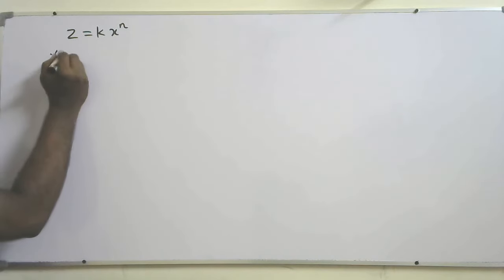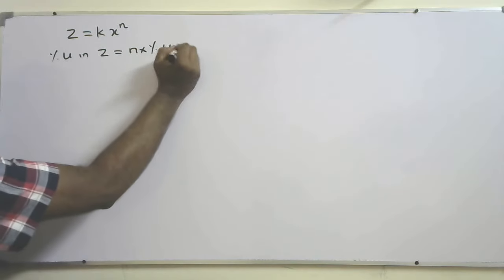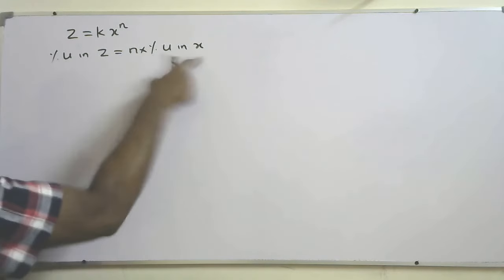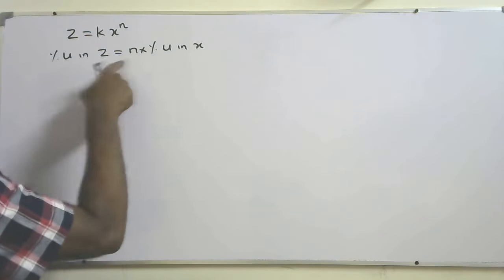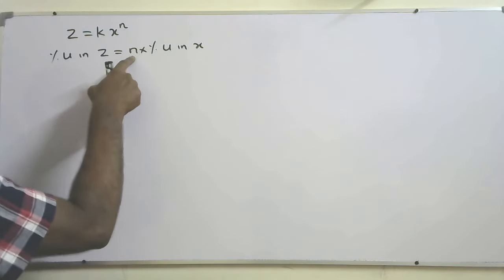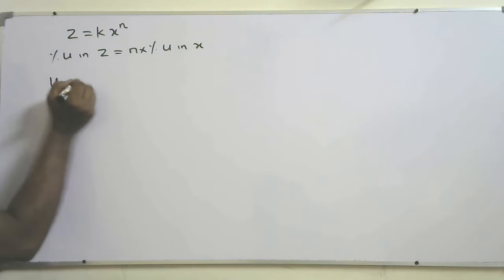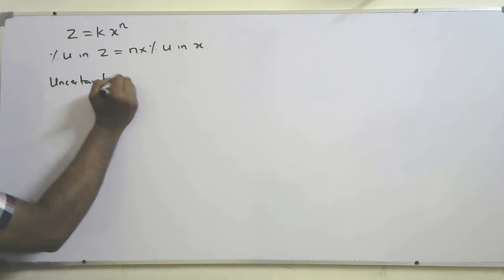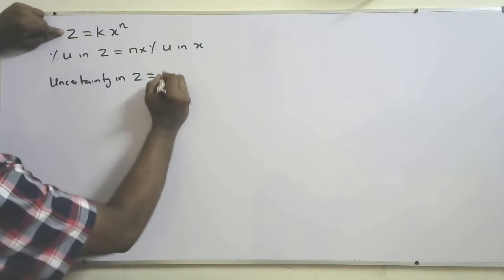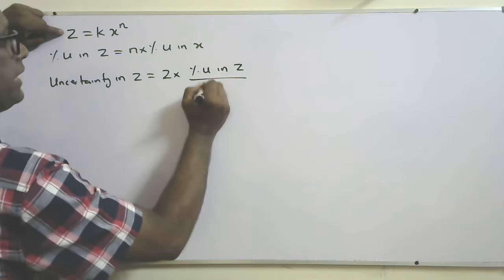So the percentage uncertainty in z is given by n times the percentage uncertainty in x. Careful, when I find the percentage uncertainty, k won't be here, right? So the percentage uncertainty in z is equal to n, the index, times the percentage uncertainty in x. Then the uncertainty in z is equal to the value of z, which is obtained from this equation, times the percentage uncertainty in z divided by 100.